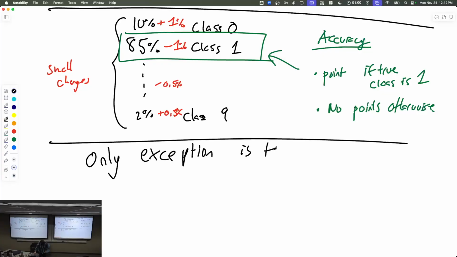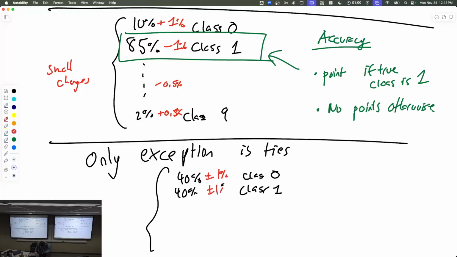is ties. So if you had some situation like this where you were like 40% class 0 and 40% class 1, then doing a small plus minus 1% would matter, right? And then you would change the accuracy. So if you have numbers that are very close together, then the accuracy can change. But if you're in this situation, the accuracy will not change, right?